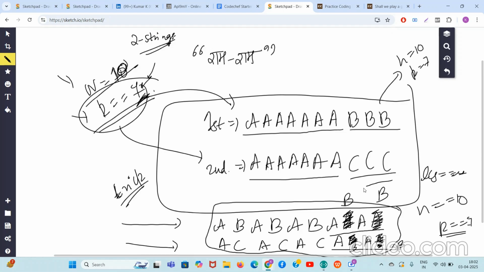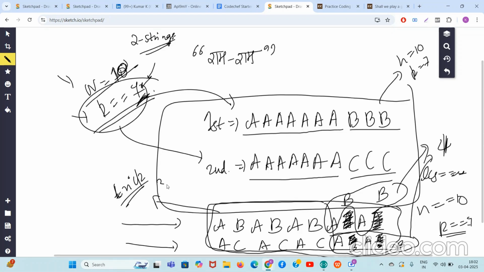Why? Because A, B is still matching A, B. So the 4 characters are getting matched from here, and this much part is giving rise to 3 matching characters. And the LCS is 7 only. LCS can never be more than 7, because this C will never match with the B of the first string.